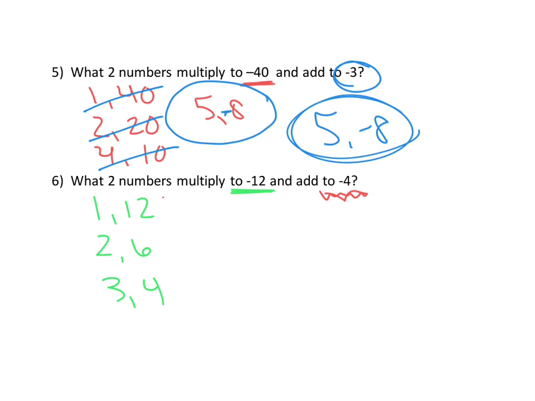So 12 minus 1, not 4. 6 minus 2, that could work. 3 minus 4 or 4 minus 3, either way is not 4. So we definitely want our 2 and 6. We want a negative 4, so we want our bigger number to be negative. So 2 times negative 6 will give us negative 12, and 2 plus negative 6 will give us negative 4.